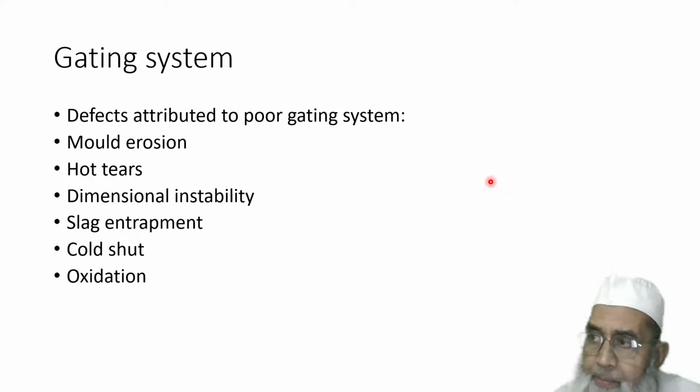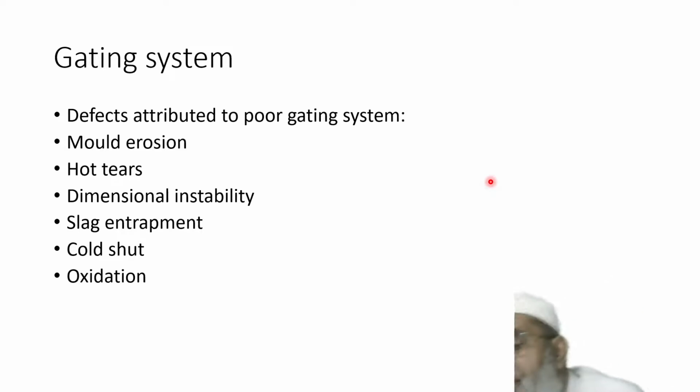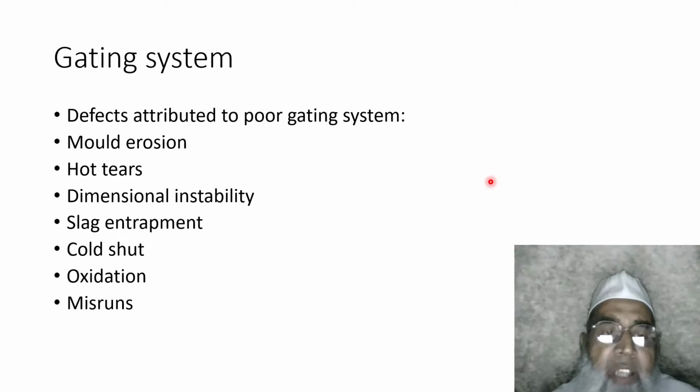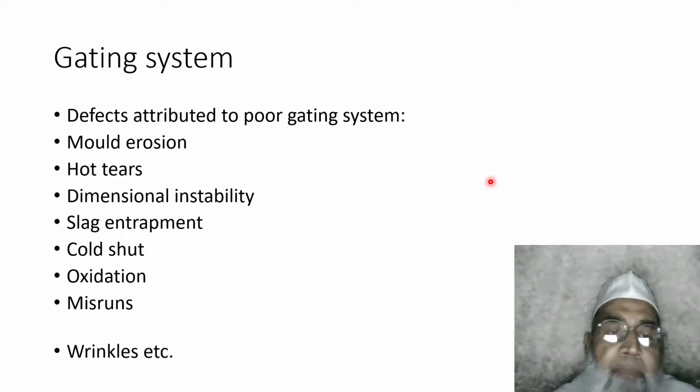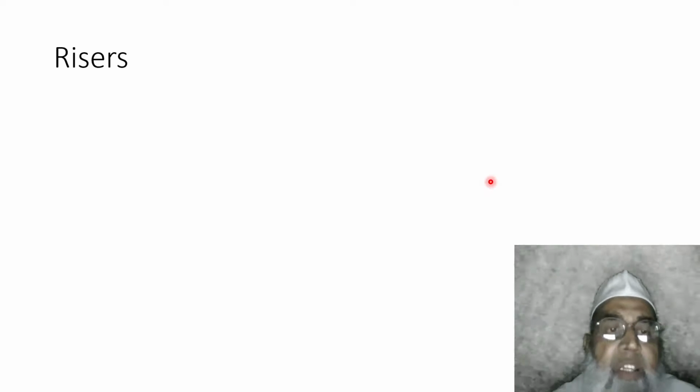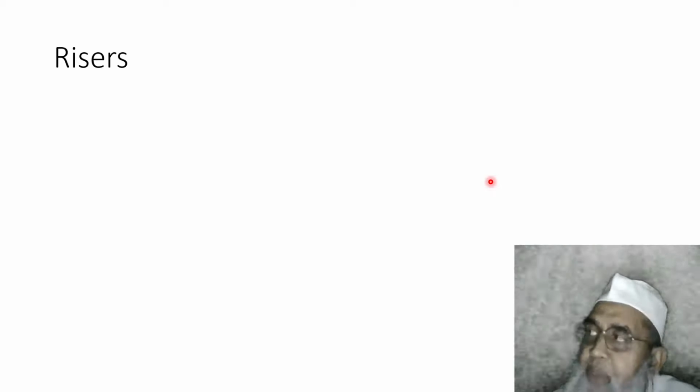Flowing metal may come in contact with the entrapped gases, and oxidation may take place, and there can be a misrun, and a wrinkling defect may also take place. Therefore, we have to design a proper gating system.